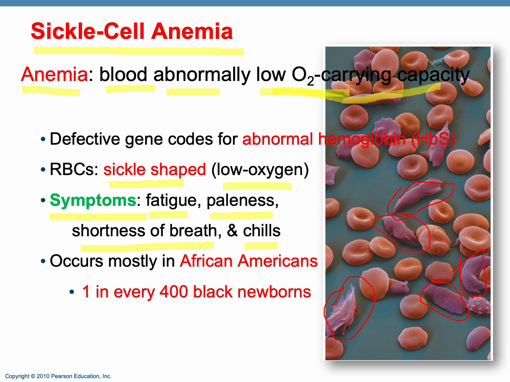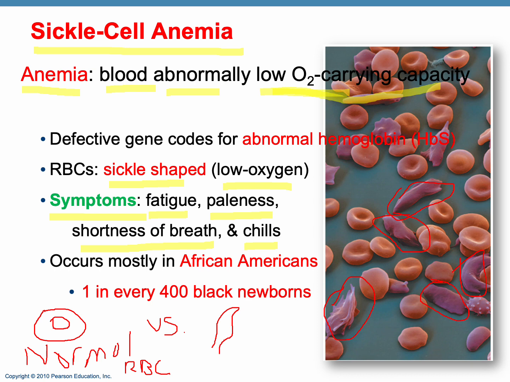So we look at this, and here we would have a normal RBC, a normal red blood cell, with this biconcave circular shape, versus the red blood cell that is more sickle shaped here. Here we have the sickle RBC. It almost looks like a crescent moon. So this gives you an idea here. Definitely be familiar with sickle cell anemia.